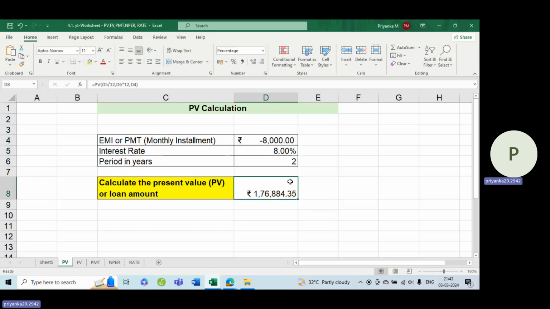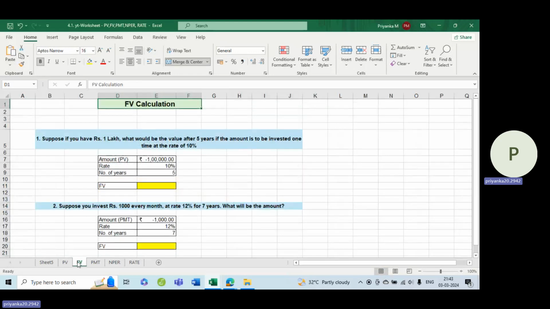Otherwise, you can also introduce a negative sign in the formula. Here you can introduce a negative sign also. So this is how you'll be calculating present value. Next, what you'll be calculating is future value. So we have two problems here.